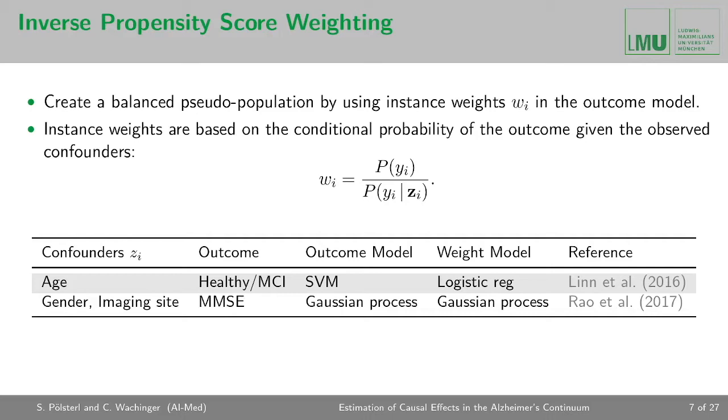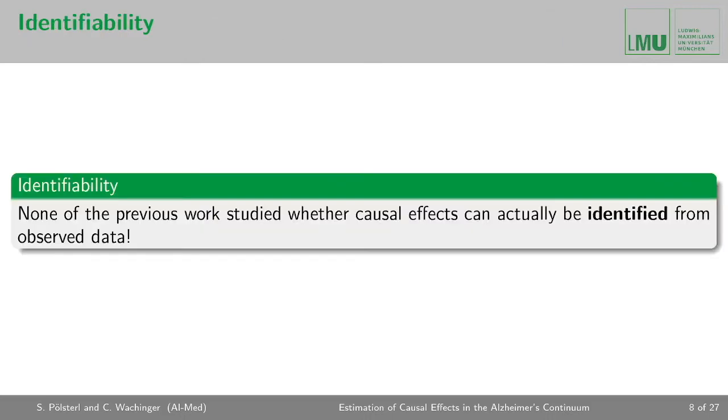Rao and colleagues estimate instance weights by a Gaussian process and use them in a separate Gaussian process to predict the MMSE score. The biggest concern with all the previous works is that they did not study whether causal effects are actually identifiable from observational data.